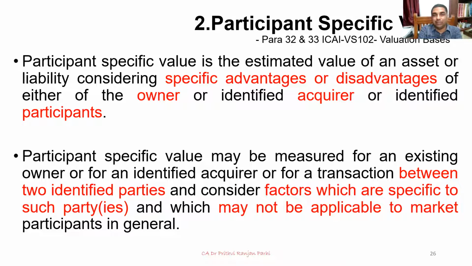Then come to the next valuation base, which is participant specific value. Participant specific value is the estimated value of an asset or liability considering the specific advantages and disadvantages of either the owner or acquirer or identified participants. So this is the value which is specific to the participant in the decision of transfer of this asset. If I consider the specific advantages and disadvantages, then the value I am arriving at is called participant specific value. And the base I am selecting is the participant specific value base.